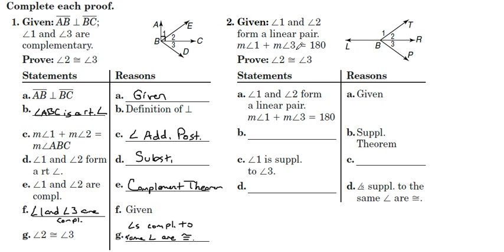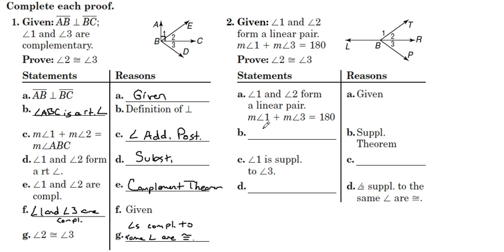Okay, for number 2, given angles 1 and 2 form a linear pair, the measure of angle 1 plus the measure of angle 3 is 180. We're to prove that angle 2 is congruent to angle 3. Well, we start out with angle 1 and 2 form a linear pair, that's given. The measure of angle 1 plus the measure of angle 3 equals 180.